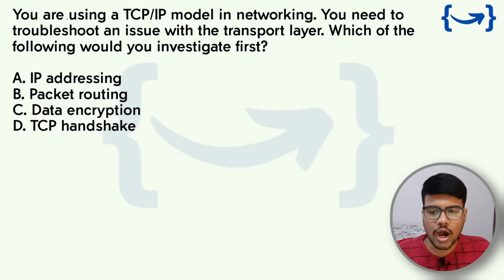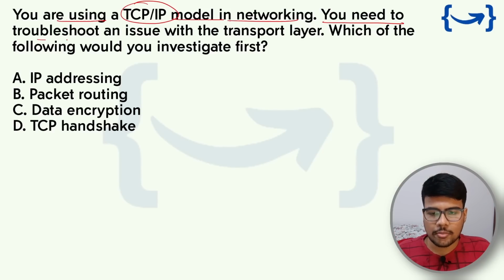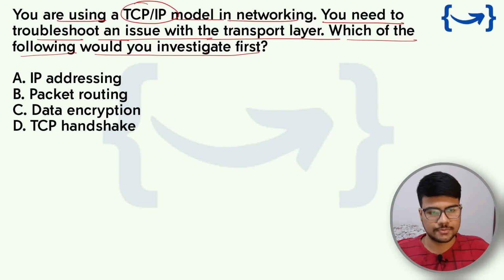Okay, so you are using a TCP/IP model in networking. I got to know about the transport layer here now. You need to troubleshoot an issue with the transport layer, which of the following would you investigate first?